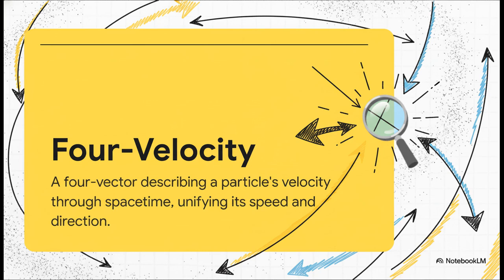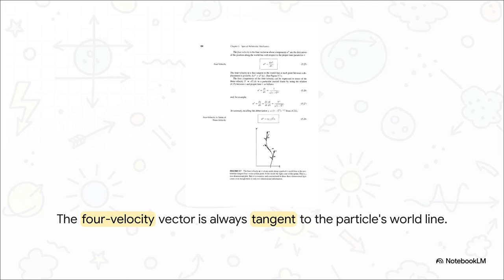Right, so if the world line is the complete path, then we need a way to talk about how fast something is moving along that path at any given instant. And for that, we have the four velocity. It's not just your speed through space, it's your velocity through space-time itself. Yeah, the four velocity is kind of like a compass needle for your journey through space-time.